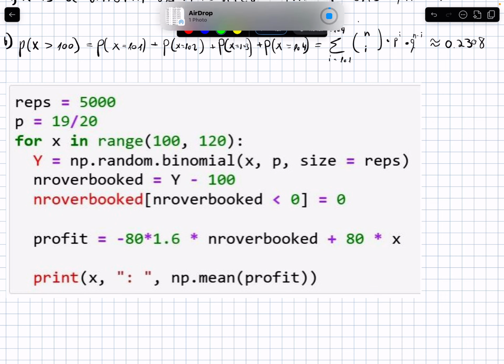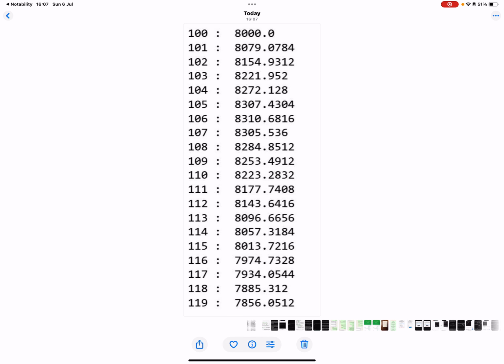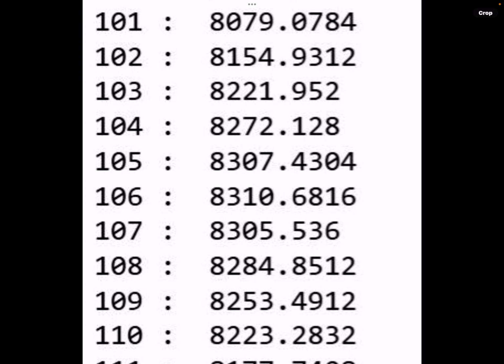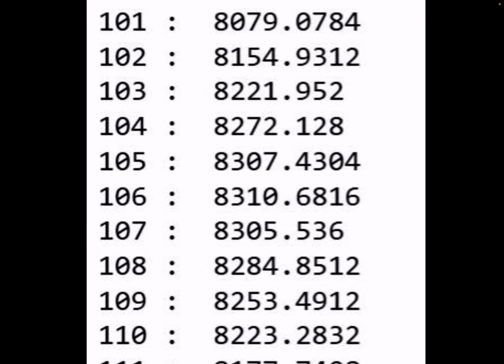Okay, so we see that the top is here at 106. So this is the top, and we can see that before it, it's a little bit lower, after it, it's a little bit lower. So this is the maximum.